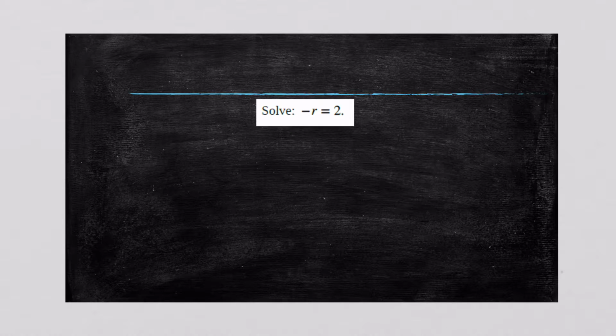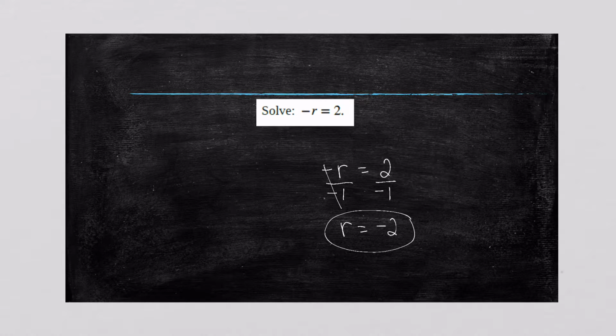Okay, right here, we even had a problem just like this on the last test. Negative r is equal to positive 2. You don't want a negative number or a negative sign in front of your variable whenever you have your final answer. So what I recommend is dividing by negative 1. You can multiply by negative 1. You will get the same result. It doesn't really matter.